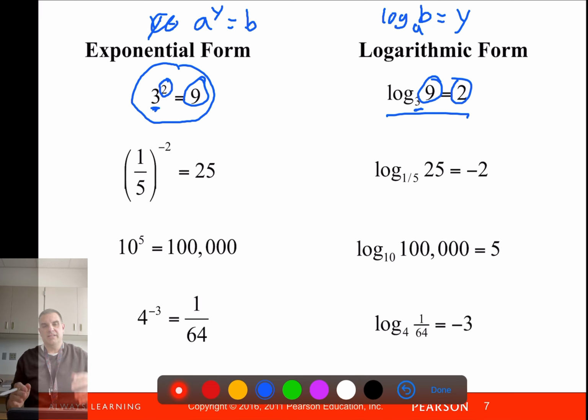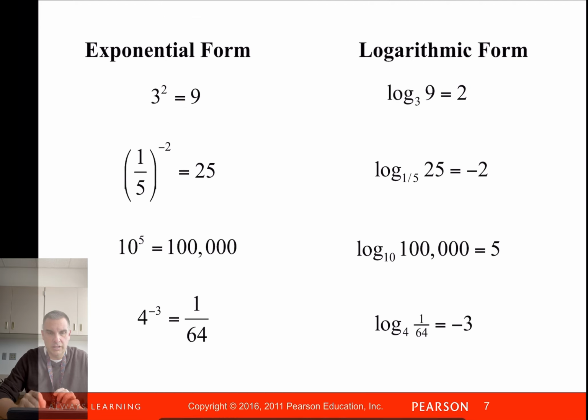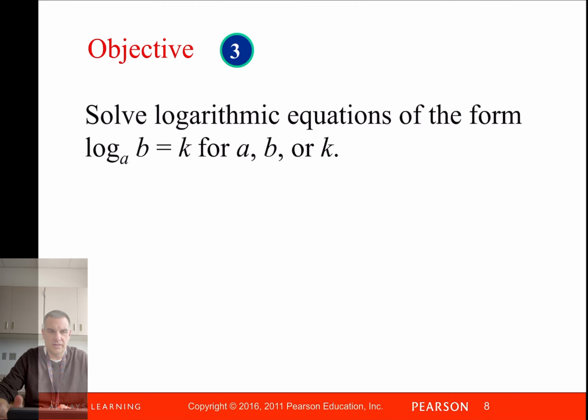So that's taking something from exponential form to logarithmic form. And again, what was the base of our exponent becomes the base of our log. The exponent goes on the other side of the equal sign, and what was on the other side of the equal sign becomes our of statement. So those are what we call equivalent forms of each other. Okay, so we're going to get to this in just a second. I want to do a couple other examples.